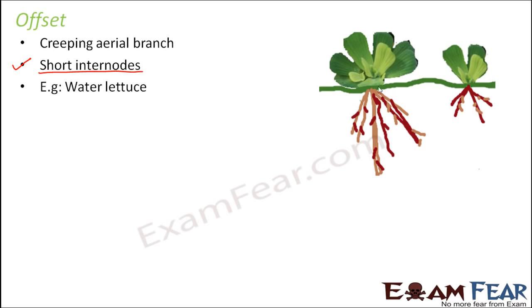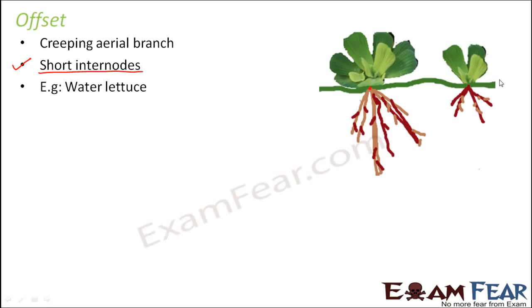Water lettuce looks somewhat like this. Here you see a tuft of leaves, and then again it grows horizontally, and again a tuft of leaves. What happens here is it produces at the apex a tuft of leaves above and a cluster of roots below, and that is how the pattern is. At each point at the apex, you have a tuft of leaves above and a bunch of roots below, and it keeps creeping aerially. So this is how the pattern of a water lettuce or an offset is.